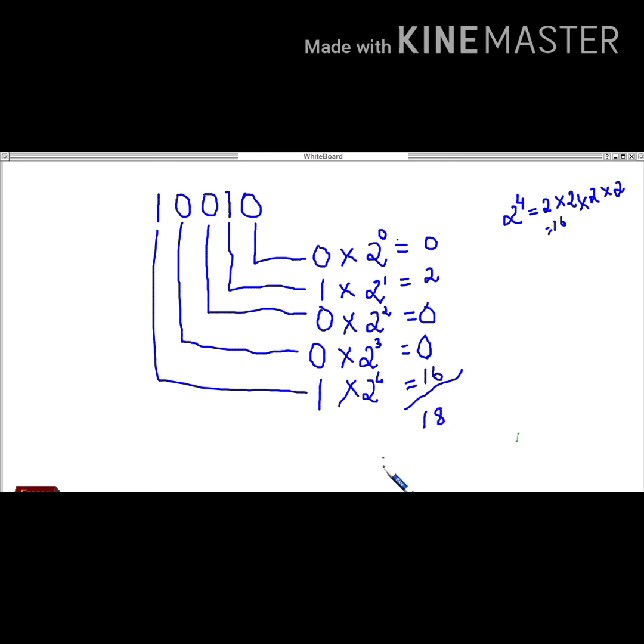Now let us see how to write the answer. Give a bracket and write the binary number. Close the bracket and give the base. Students, what is the base of binary number? 2, isn't it? Then equal, again within bracket, write the decimal number we got with its base. The base of decimal number is 10. Okay students, so this is your answer.